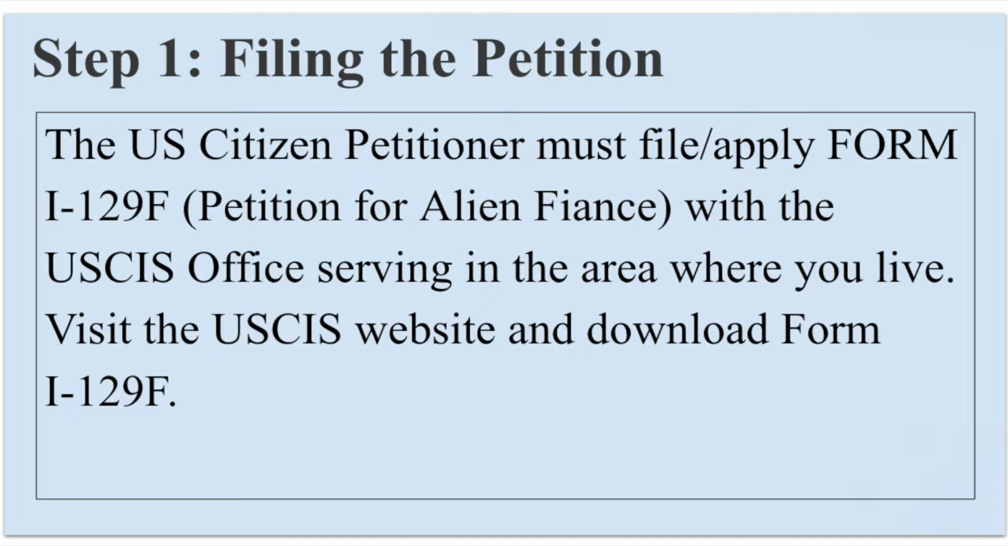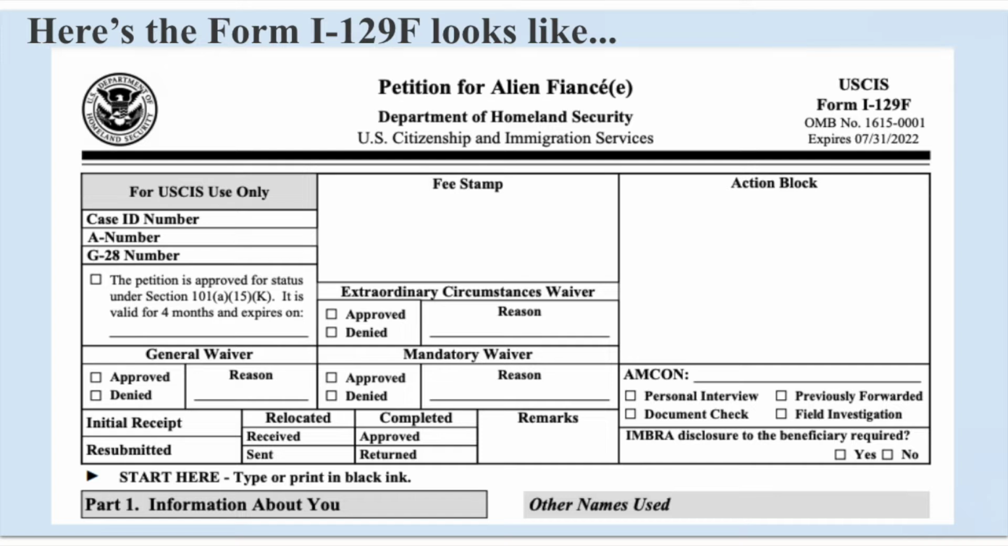Step 1. Filing the petition. The U.S. citizen petitioner must file or apply Form I-129F, also known as Petition for Alien Fiancé, with the USCIS office serving the area where you live. Visit the USCIS website and download the Form I-129F. Here's what the Form I-129F looks like. It is available on the USCIS website.